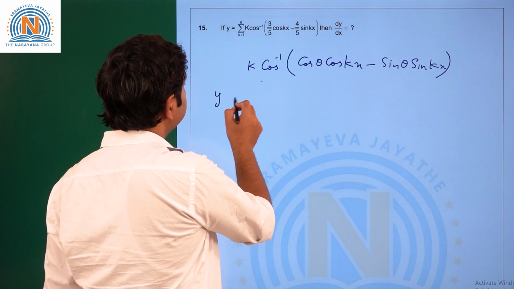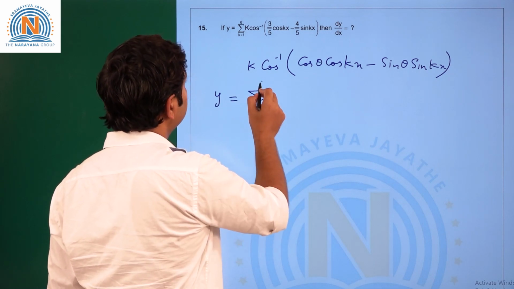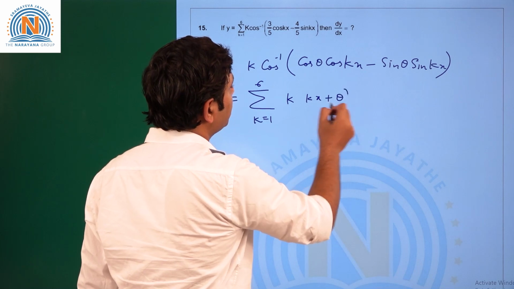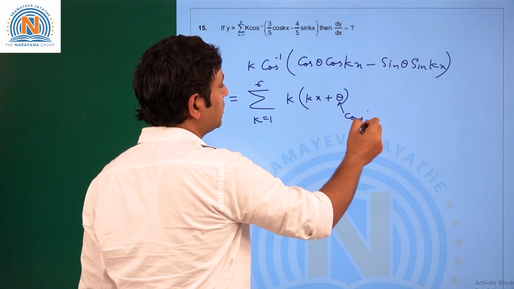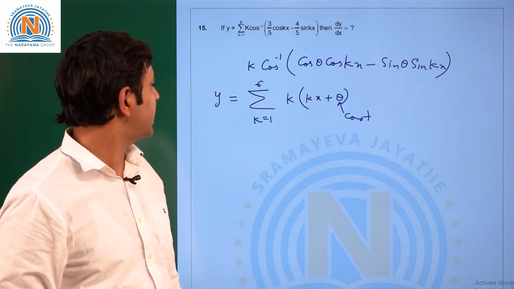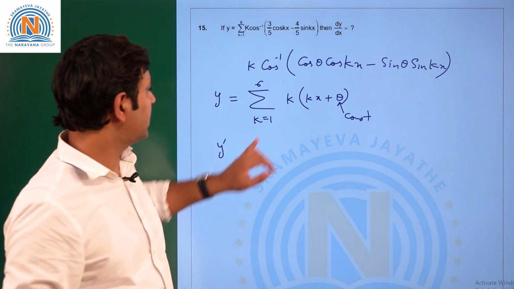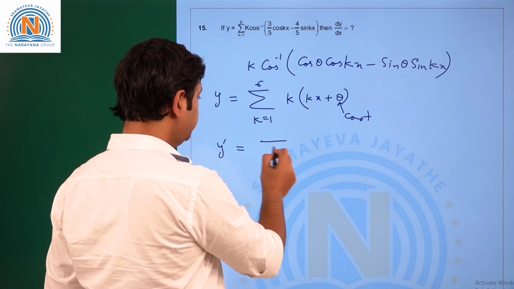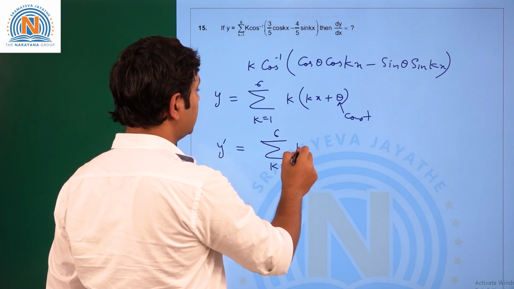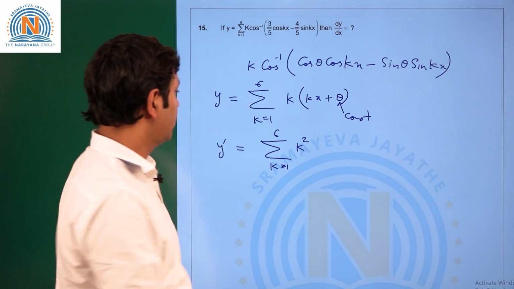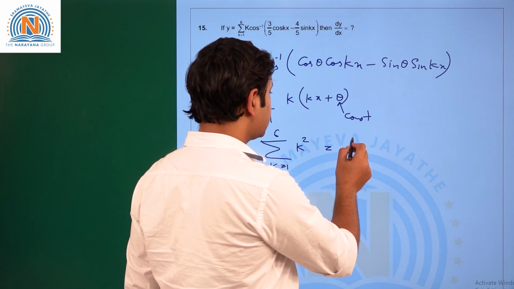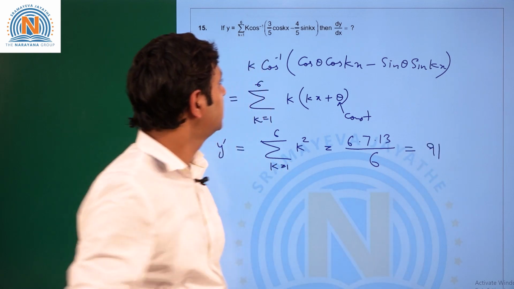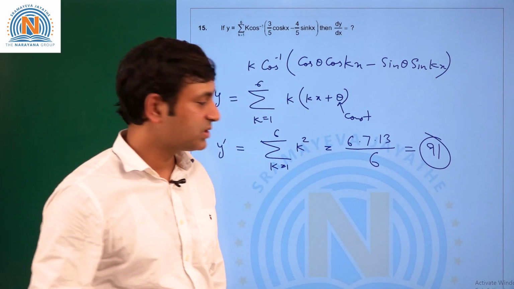So it is cos inverse cos of a plus b, which you can directly write as a plus b. So this expression y is simply summation of k is equal to 1 to 6 of k times (kx plus theta). Notice that theta is a constant. k theta also is a constant. The only variable is x. y dash will only contain the coefficient of x, which is k square, and summation of it. So y dash will be equal to summation k is equal to 1 to 6 of k square. You can very well find that. How much is it? It is 6 into 7 into 13 upon 6, which is how much? 91. We'll mark that. We'll move on to the next question.